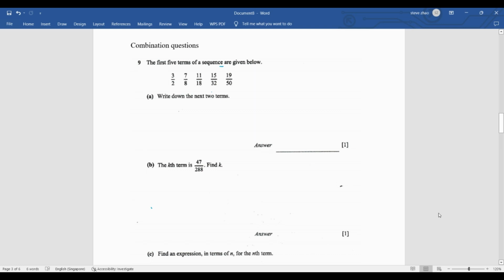Hi, everybody. Welcome again to Number Patterns. We are here to talk about these combination questions. This is part four of the Number Pattern series.